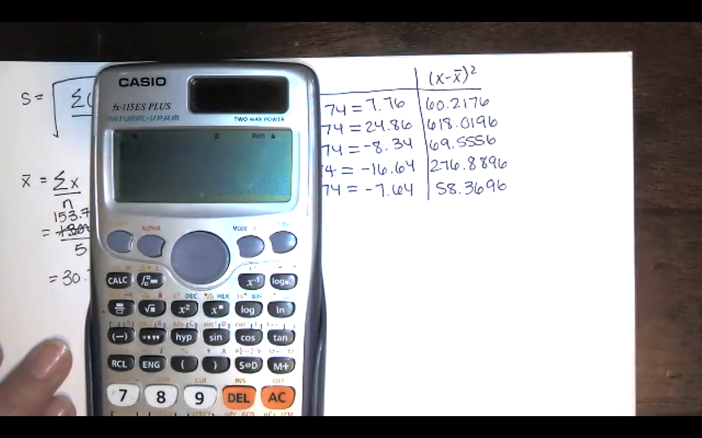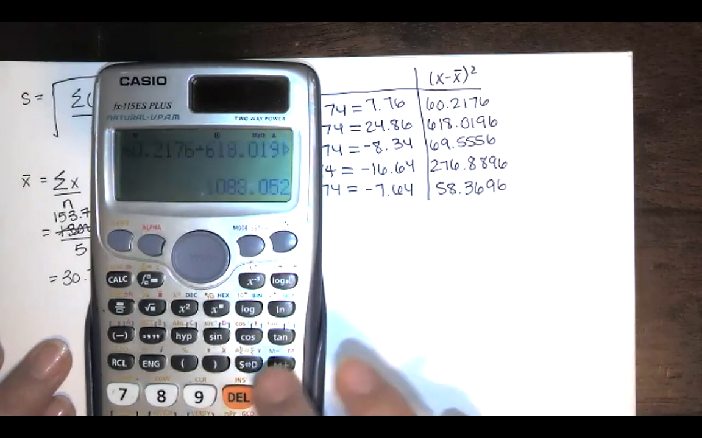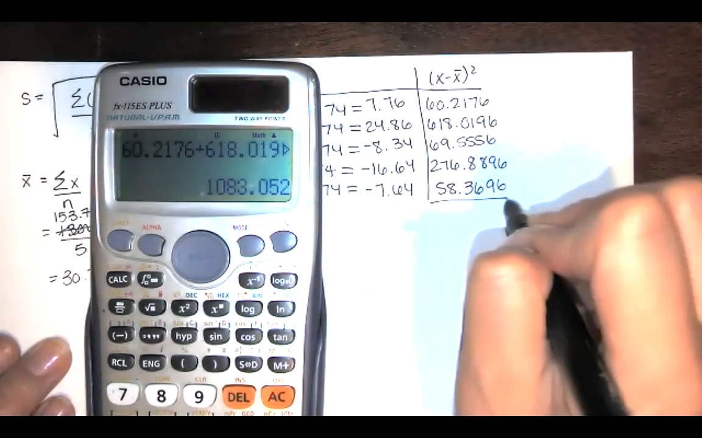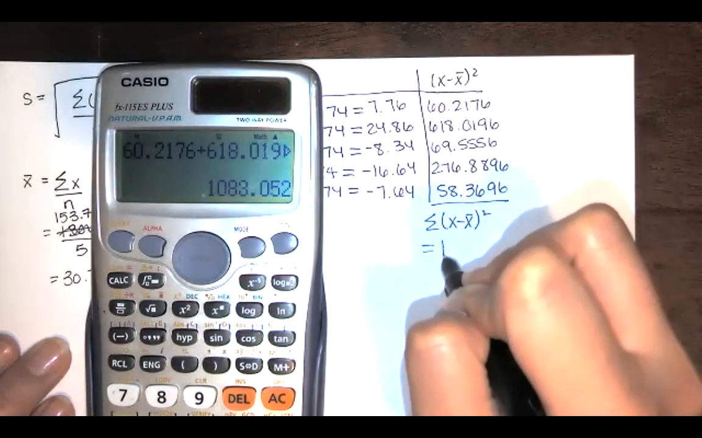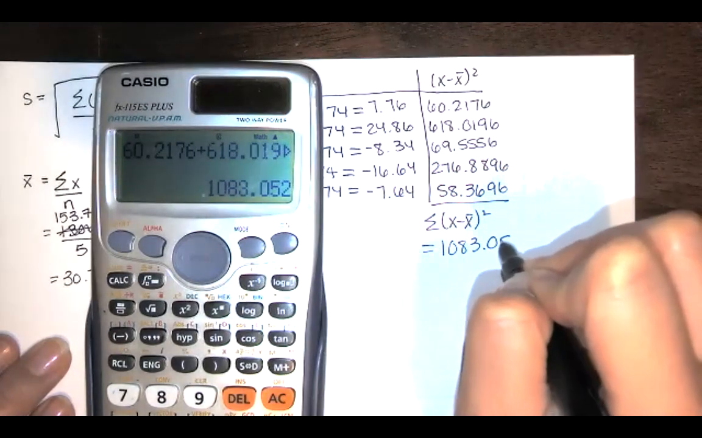So we've got 60.2176 plus 618.0196 plus 69.5556 plus 276.8896 plus 58.3696 equals. The sum of x minus x bar squared is 1083.052.